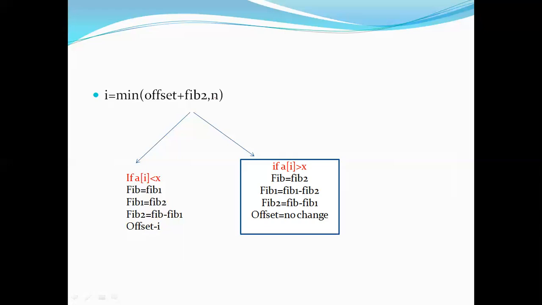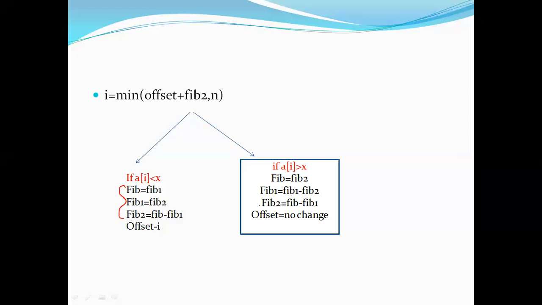So here there will be two conditions. What is this condition? If you are substituting with I, suppose I value is equal to 2, so we will substitute it: A of 2 is less than X, or A of I is greater than X. If less than X, we need to perform these steps, and if it is greater than X, we need to perform these three steps.